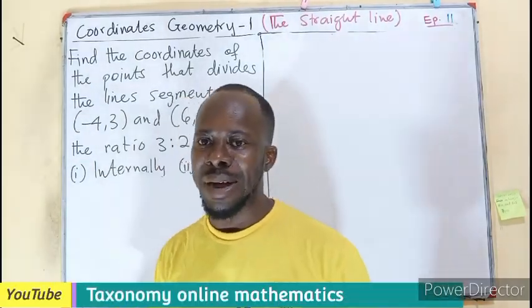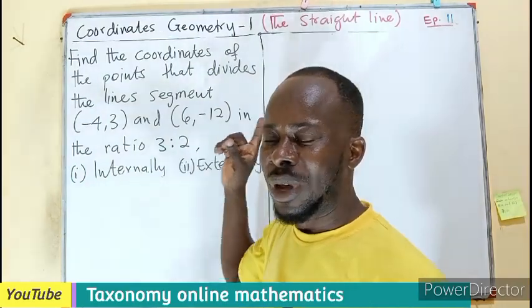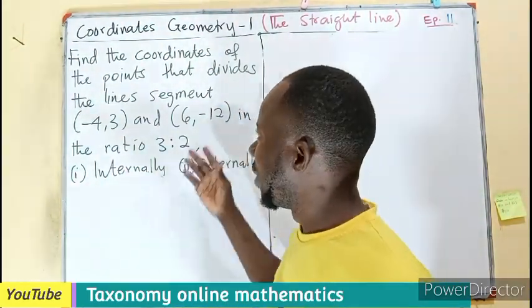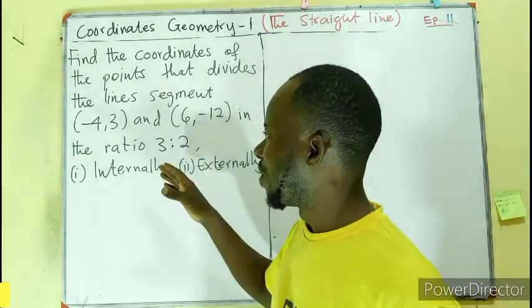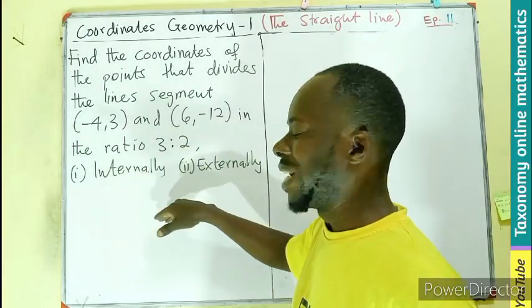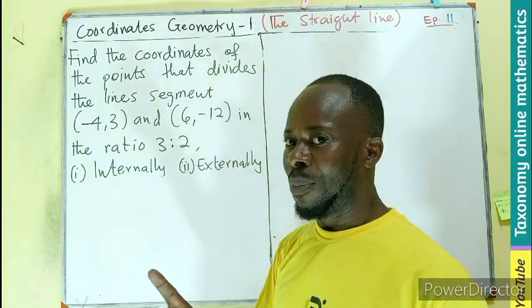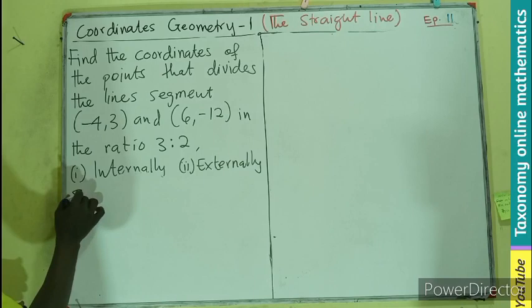Hello viewers, welcome back. Same question, different method, episode 11, the second part of episode 10. We are finding the coordinate of the point that divides the line segment in the ratio 3:2, both internally and externally. We don't want to use the formula we derived in episode number 9. We want to use just a common ratio.